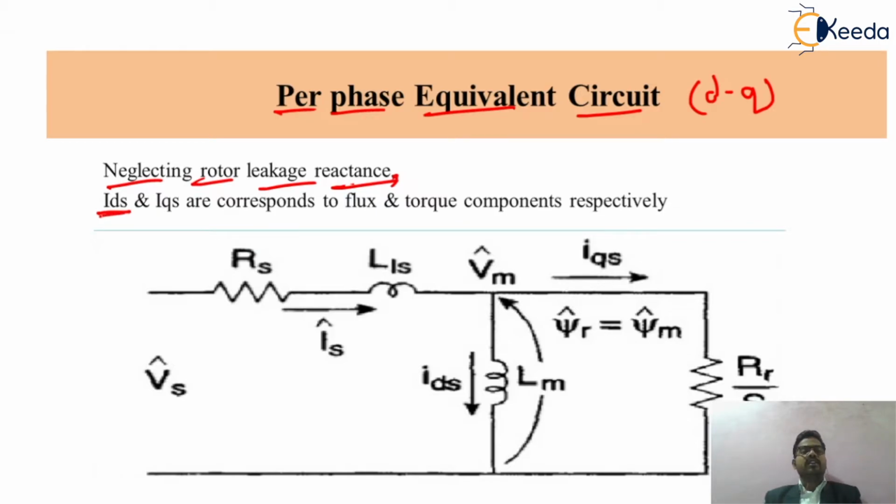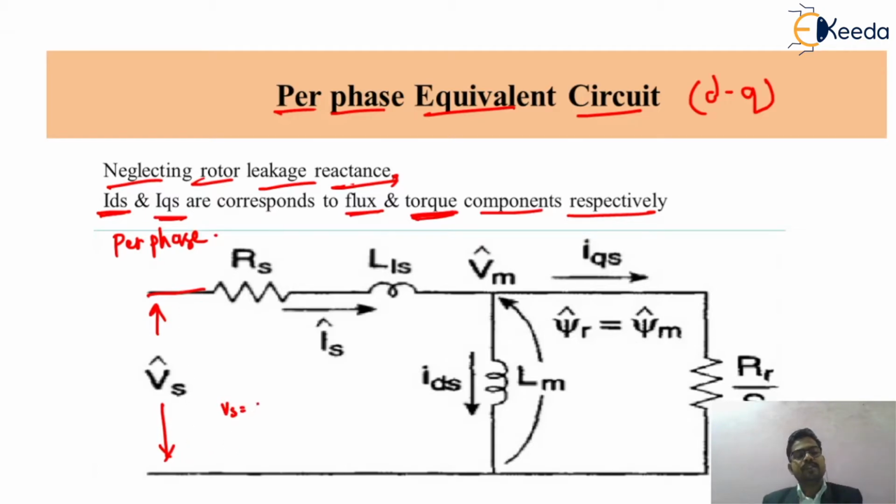IDS will be responsible for the production of flux, and IQS will be responsible for the production of torque. Again, friends, in that particular circuit Vs is the supply voltage, and this circuit will be the per phase equivalent circuit. So Vs is the stator voltage. Rs is called the stator resistance. L1s is called the stator leakage reactance, and we are neglecting the rotor leakage reactance, so no rotor reactance will be present here.